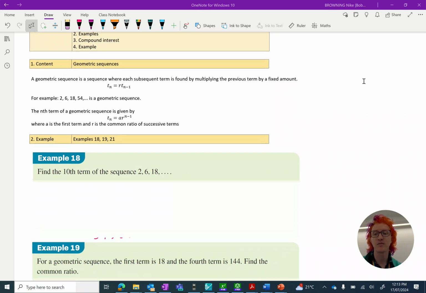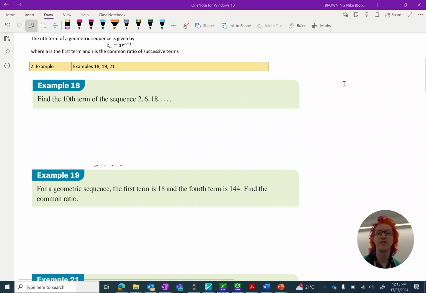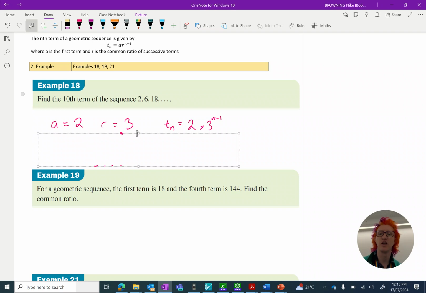An example, these are from the book. Example 18, find the 10th term of the sequence 2, 6, 18. So if we look at our first variables, we've got our a, the starting term is 2, r is 3 because it times by 3 to get to 6 and 3 to get to 18. And so our t_n is equal to 2 times 3 to the power n minus 1. We then chuck in our value of 10 for n to get 2 times 3 to the 9. Chuck that in your calculator, 39,366.